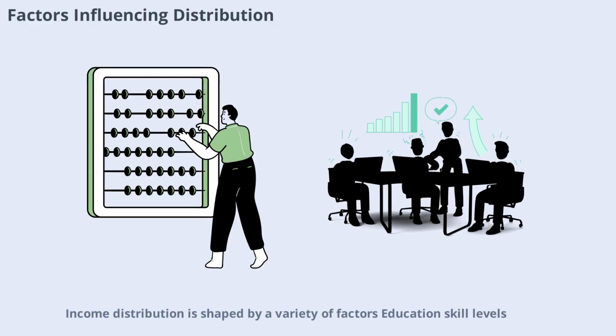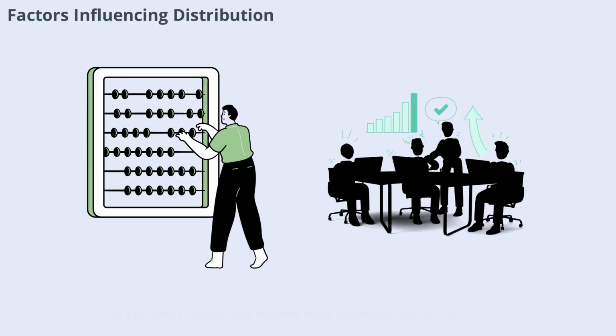Income distribution is shaped by a variety of factors. Education, skill levels, labor market conditions, and government policies all play significant roles. For example, higher education often leads to higher earnings, while technological changes can create new opportunities or make certain jobs obsolete. Tax policies and social welfare programs also impact how income is shared. By understanding these factors, we can better grasp why income distribution varies so much between countries and even within different regions of the same country.